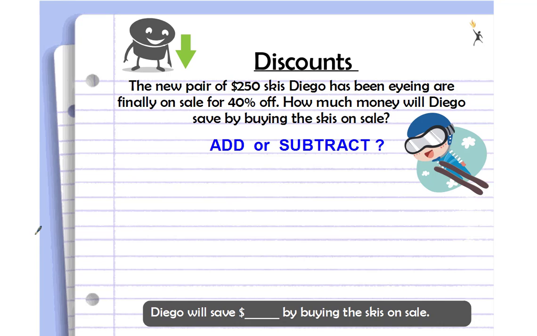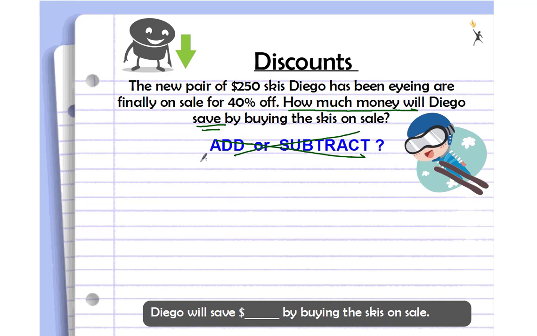Problem number 2. The new pair of $250 skis that Diego has been eyeing are finally on sale for 40% off. How much money will Diego save by buying the skis on sale? Okay, is it asking for the new sale price of the skis? No, it's asking how much money will Diego save. So we're not going to be adding or subtracting in this problem either. We're just finding how many dollars is the discount amount.